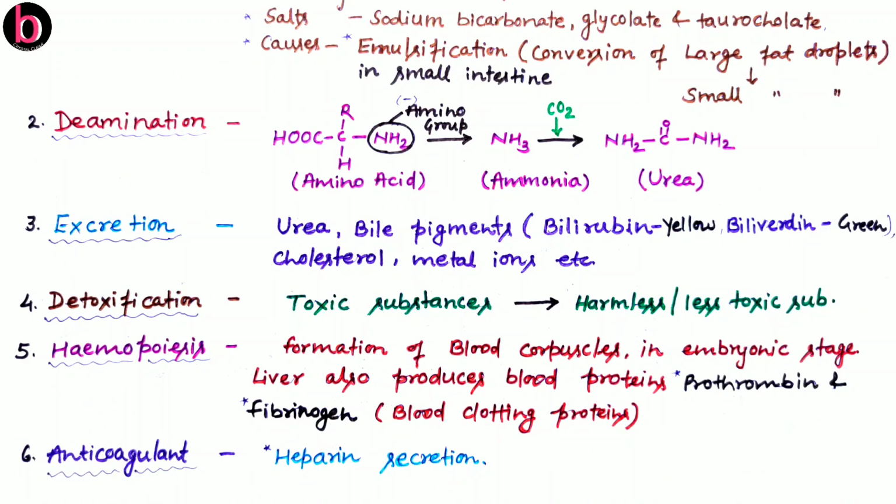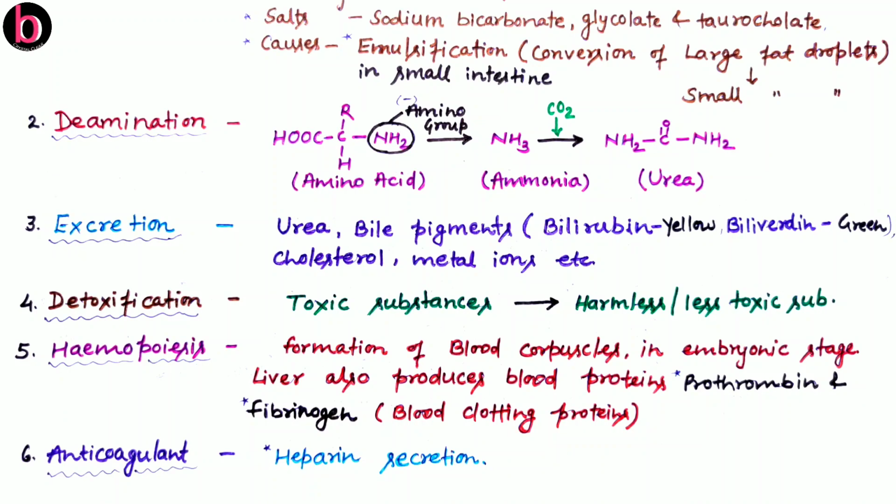The fifth one is hemopoiesis. Hemo is about blood and poiesis is about synthesis. So the liver also plays a very important role in synthesis of blood cells or blood corpuscles during the embryonic stage of an individual's body. There are a few very important points regarding this. During the very early embryonic stage, blood synthesis occurs in the yolk sac, while in the late embryonic stage blood synthesis occurs in the liver, and after birth blood synthesis occurs in the bone marrow of longer bones.